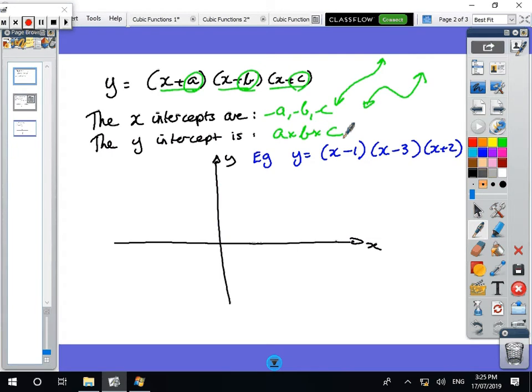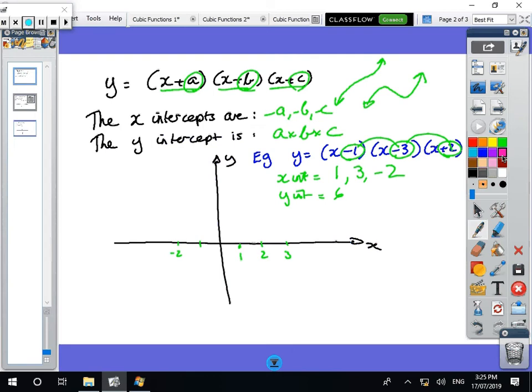Okay, so in our first one that I've got here in blue, I've got minus 1, minus 3 and plus 2. So the x-intercepts are positive 1, positive 3 and minus 2, and the y-intercept: minus 1 times minus 3 is plus 3, plus 3 times 2 is plus 6. Okay, so that's all you need. So there's minus 2, 1, 2, 3.